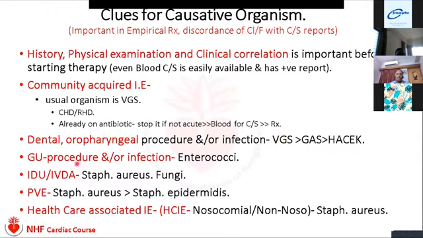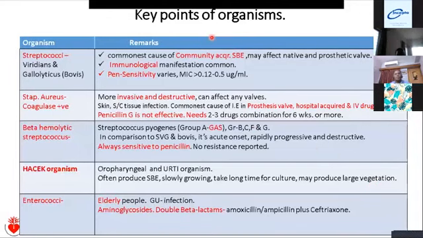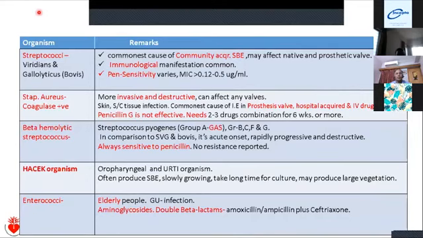On the other hand, Enterococci is the common organism when there is a genitourinary procedure or infection. In patients with intravenous drug abuse, Staphylococcus aureus is the commonest organism. In prosthetic valve endocarditis, again Staphylococcus aureus followed by Streptococcus is the common organism. In case of hospital-acquired infection, Staphylococcus aureus is again the common organism. These are the key points regarding organisms.